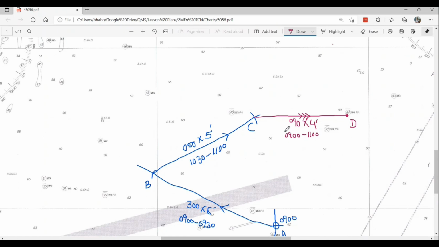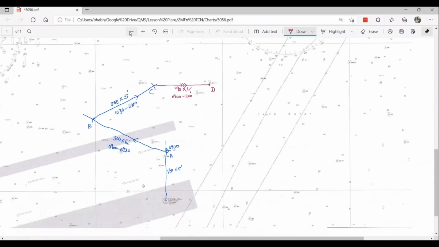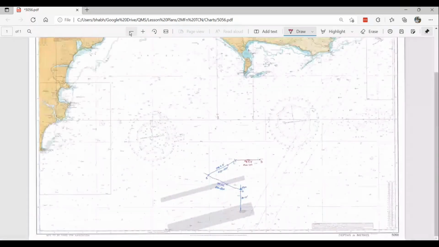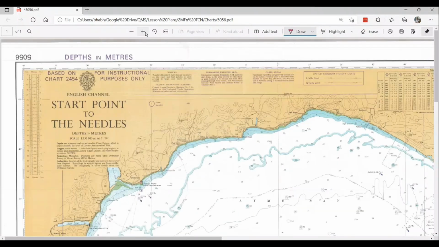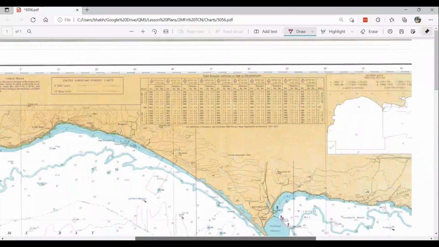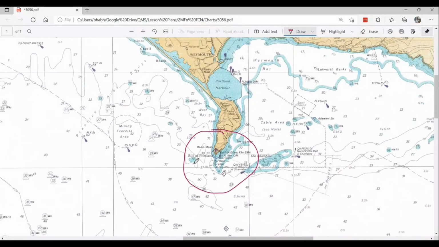Now they say that at 1100 hours, the Bill of Portland bore north. So let's now see where this Bill of Portland is. Let me zoom out. Now this is where Bill of Portland is, beta. This is the Bill of Portland light. If you want, I can show you. Let's zoom out and see it. This is the Bill of Portland. So this was bearing north at 1100 hours.